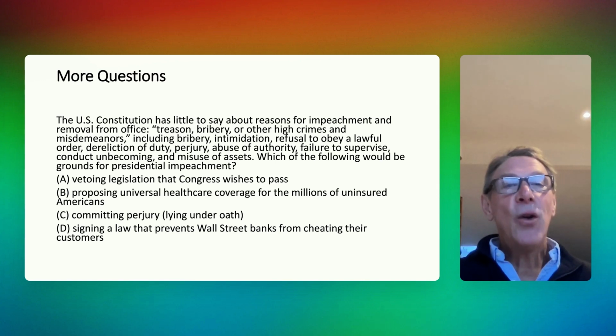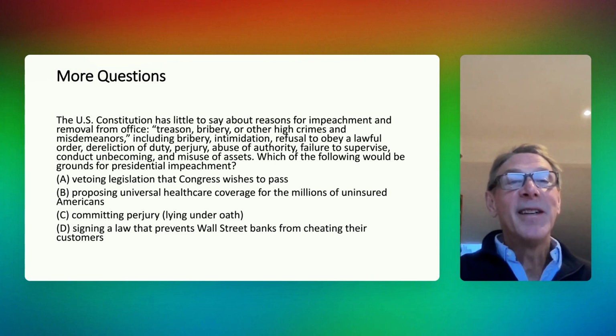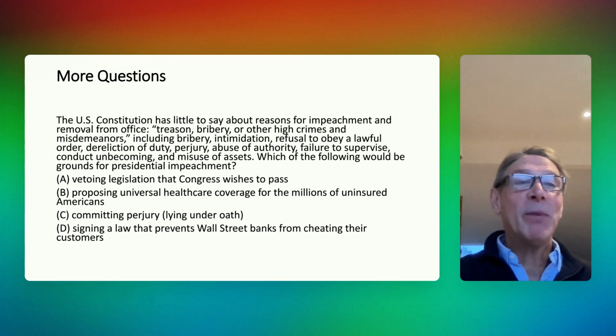D, signing a law that prevents Wall Street banks from cheating their customers. Well, I don't think it's going to be D. So the answer is C. That looks a difficult answer, but actually it's quite an easy answer, because we know it's not A, because we've just been through the fact that the president can veto Congress. B and D look ridiculous, so it really has to be C.